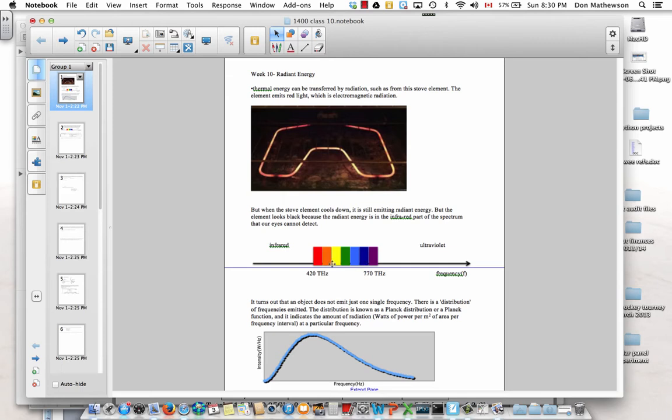So the visible spectrum runs in frequency terms from about 420 trillion hertz up to about 770 trillion hertz. Many objects at room temperature are emitting in the infrared part of the spectrum that our eyes do not detect. Now, objects don't actually emit one frequency, so this stove element glowing red is not just emitting around 420 terahertz. There's actually a range of frequencies it'll be emitting over. The most common frequency may very well be 420 terahertz, but there will be some shorter wavelength infrared, and there'll be some longer wavelength ultraviolet there as well.